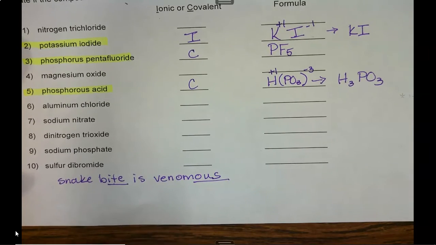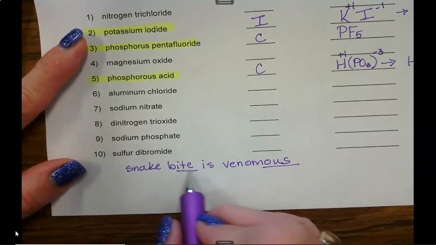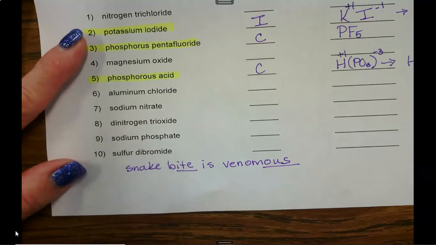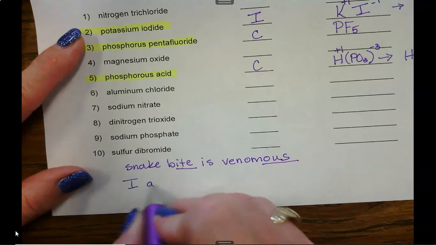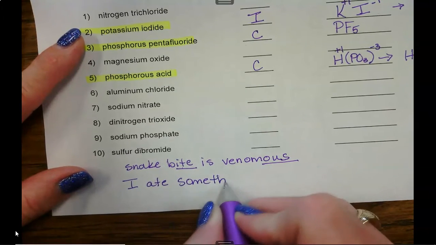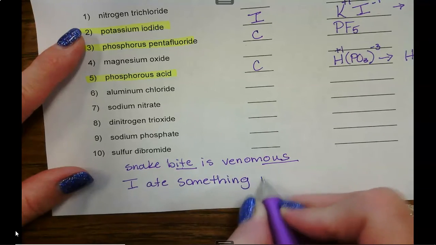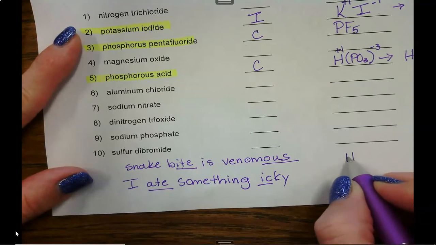Okay, but what about ITE? What about ATEs? Okay, I don't know if we taught you this. So a snake bite is venomous. That's how you remember ITEs turn into OUS. I ate something icky. That's how we remember ATE polyatomics. The ending turns into IC.